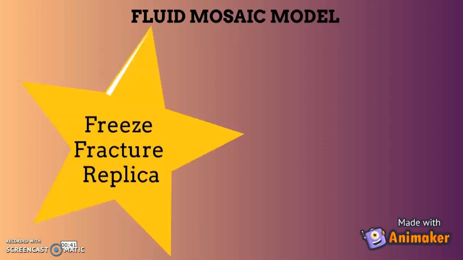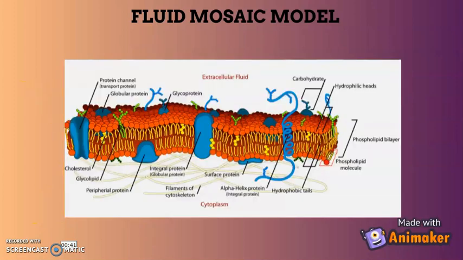Next, let's see about the fluid mosaic model. For this, we need to perform an experiment which requires the freeze-fractured replicas. Remember guys, freeze-fractured replicas are required for studying membranous structures. So, while studying the freeze-fractured replica of plasma membrane under the electron microscope, the electron micrographs revealed the presence of many particles which remain embedded in the lipid layer.